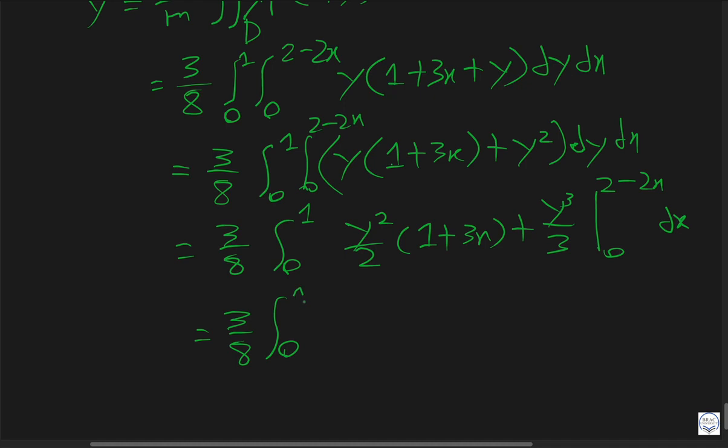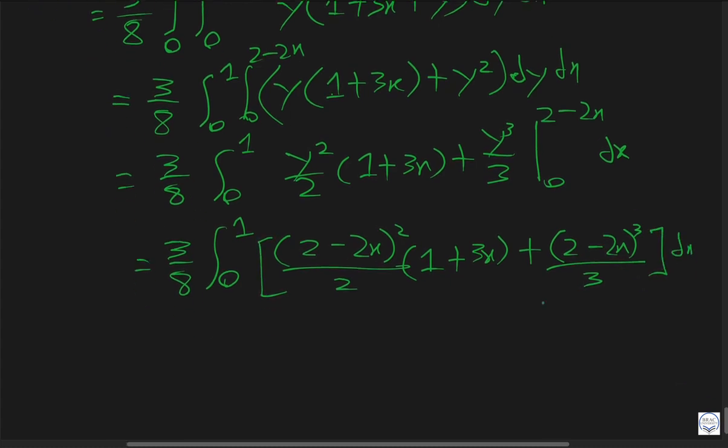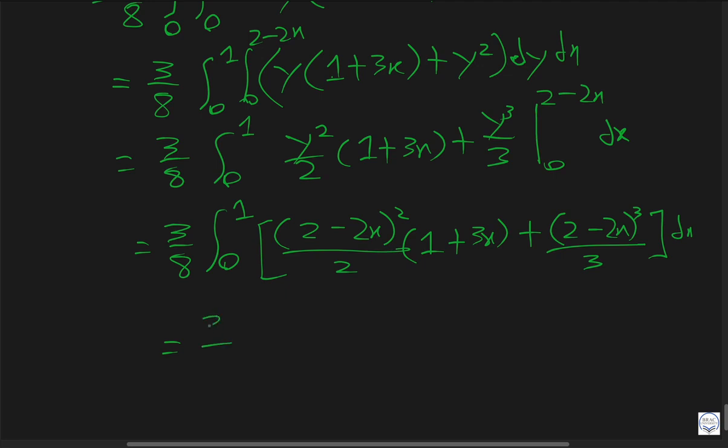So now let's put in the limits. So we'll have 2 minus twice x whole squared divided by 2 times 1 plus 3x plus 2 minus twice x whole cubed divided by 3. This is to be integrated with x. So we've got 3 over 8, 0 to 1. We can take 2 minus twice x whole squared as common.